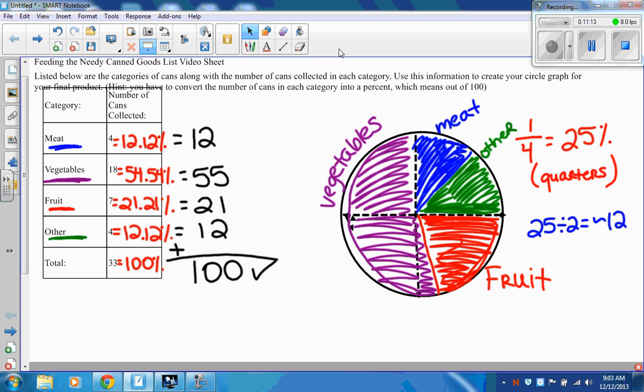And when they do, you can estimate and create your circle graph either with different colors as a key. You can write the percentages in, whatever your little heart's desire. But this is what you have to do in order to be successful on your project.